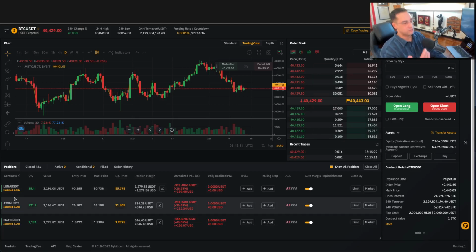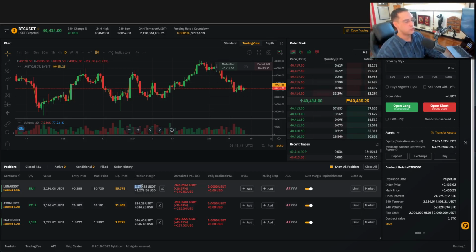Now, isolated mode, when we talk about leverage, is a leverage mode that is using what is in the trade to maintain the trade. Now, let me stop there. When I say that, I'm talking about this trade has $1,279 in it, right? So that's how much is in this trade right now. And it's using the money in it to maintain the trade.